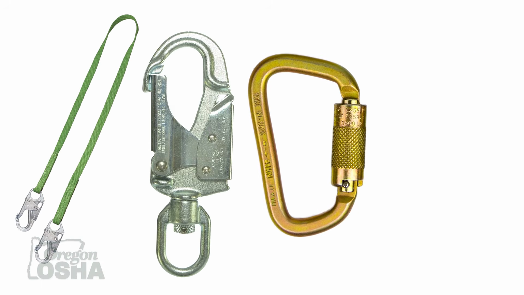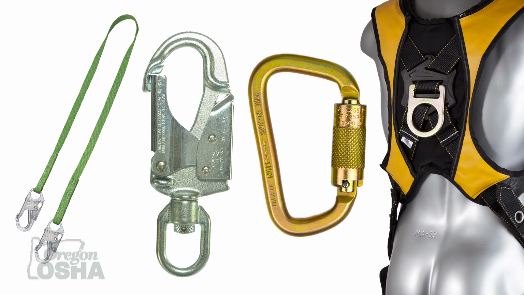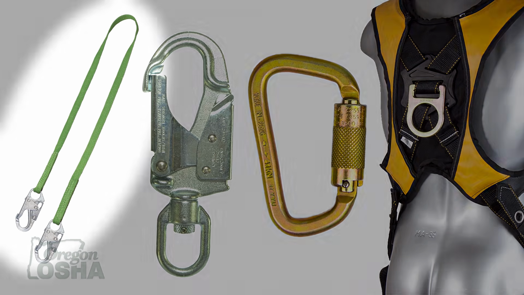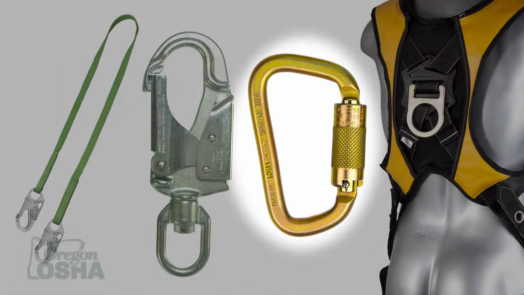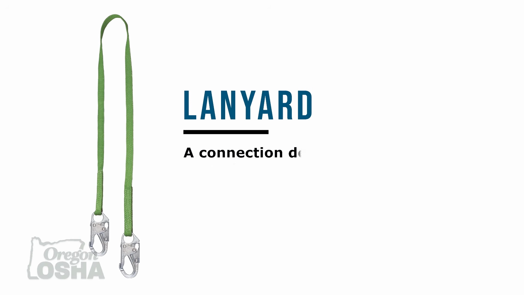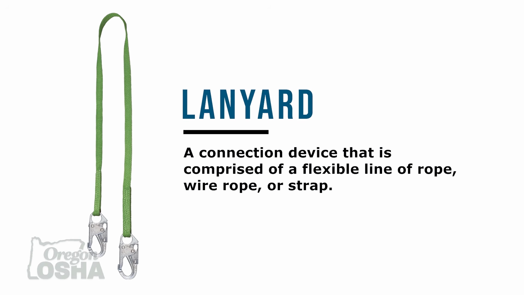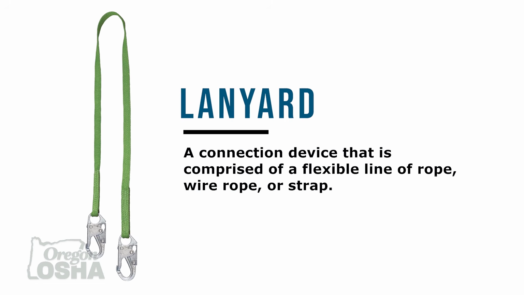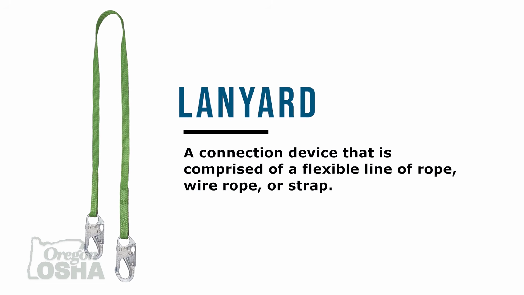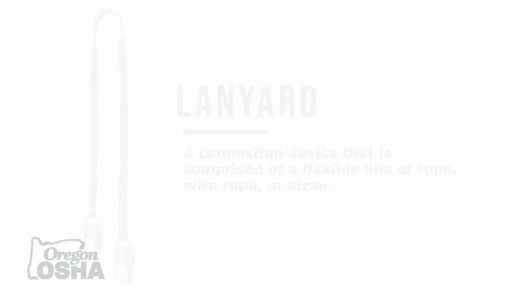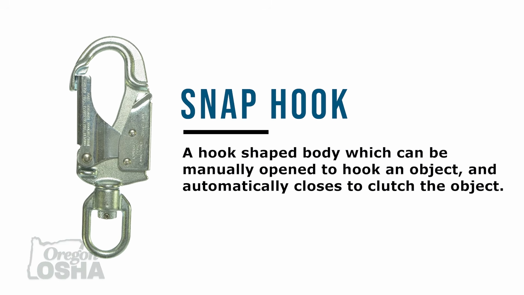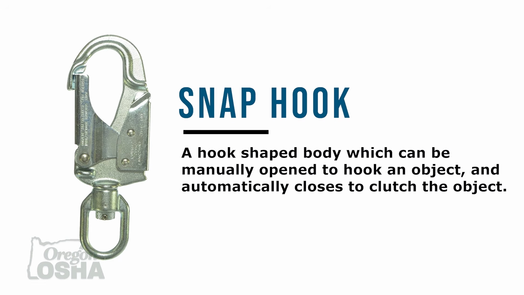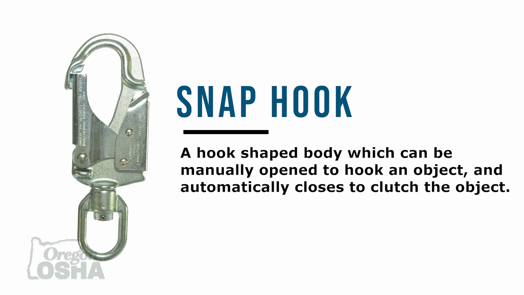A connecting device is used to connect parts of a personal fall protection system together. Common examples include lanyards, snap hooks, D-rings, and carabiners. Let's define these terms. A lanyard is used to connect to a body belt, body harness, deceleration device, lifeline, or anchorage. It is comprised of a flexible line of rope, wire rope, or strap that usually has other connectors at each end. Snap hooks have a hook-shaped body, normally with a closed gate or something similar that can be opened to hook to an object. After it is released, the snap hook gate will automatically close to clutch the object.